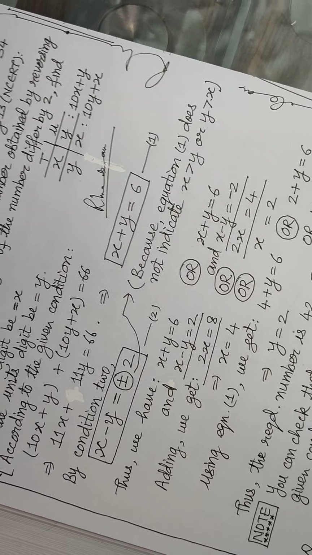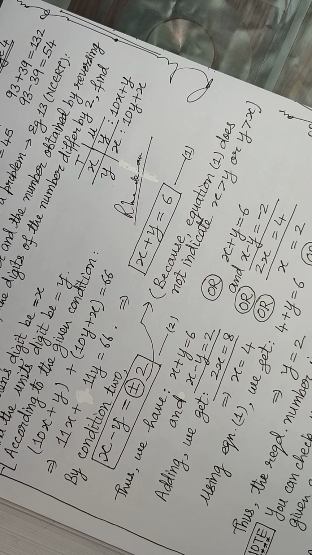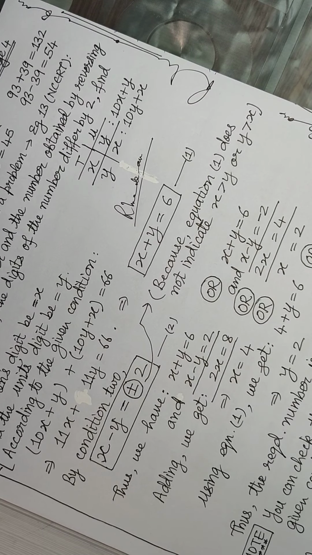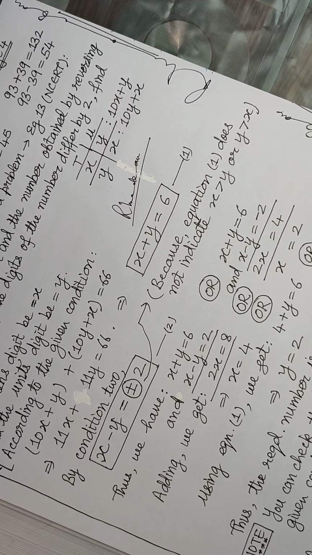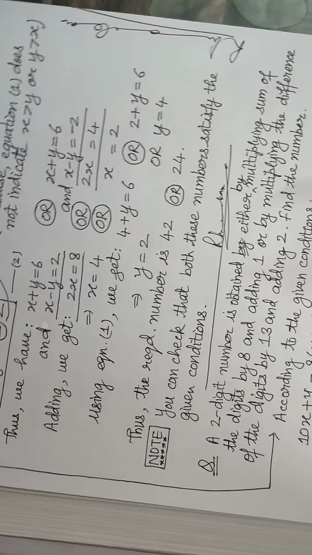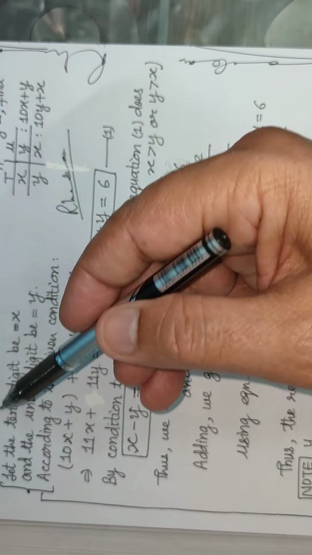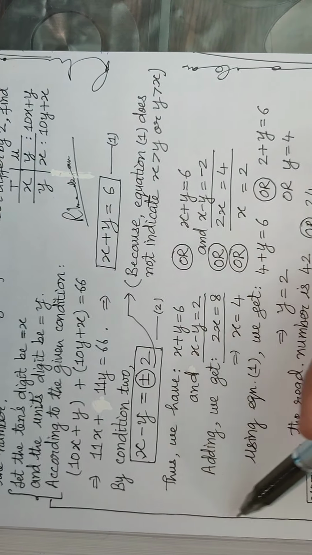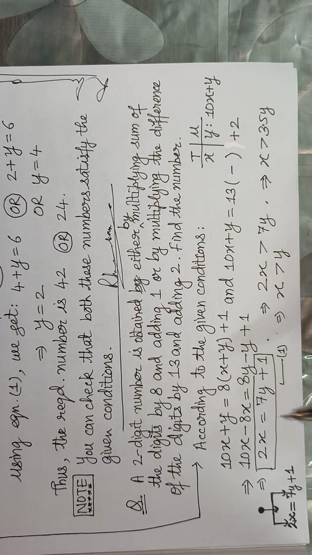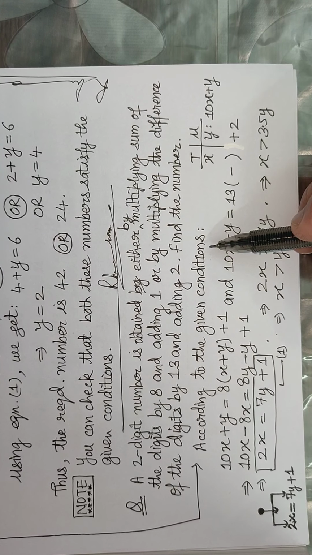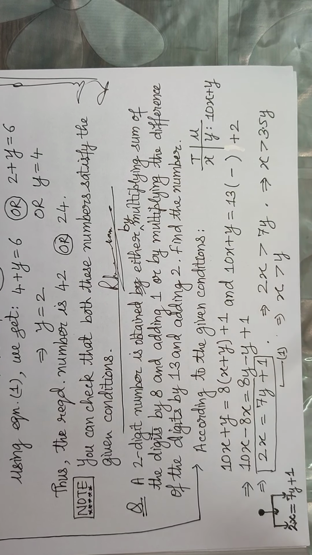Now, if I assume the tens digit and the units digit to be same as earlier, then the initial statements remain the same. So I'll leave that up to you. So according to the given conditions, what equations are formed?